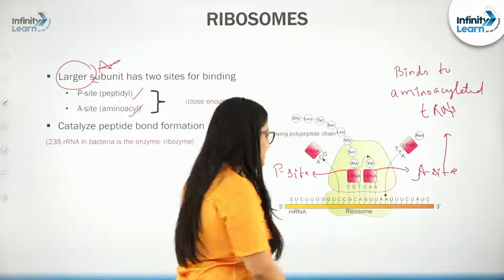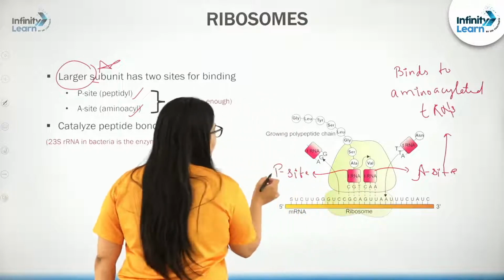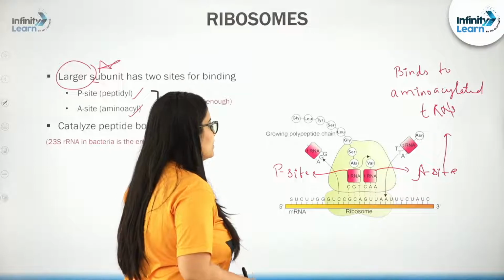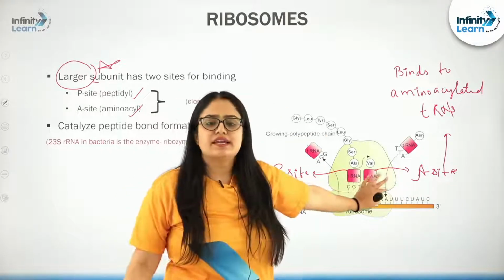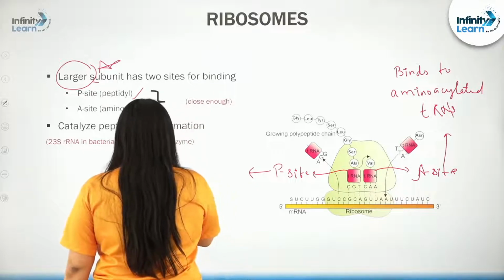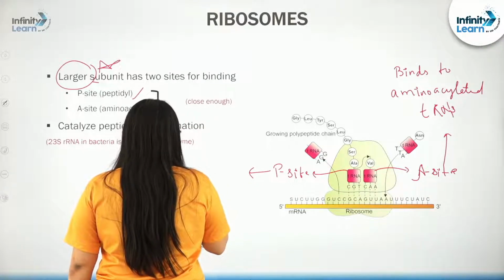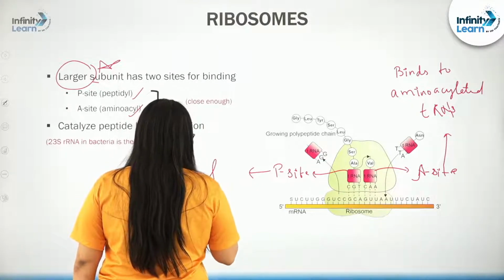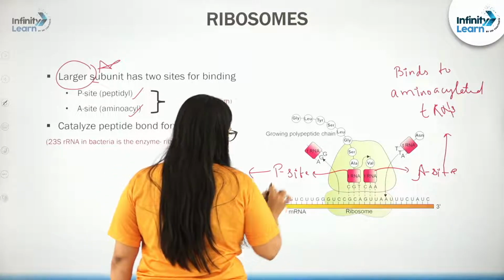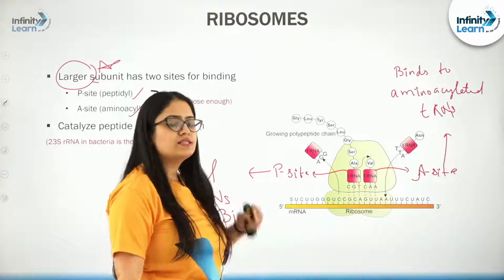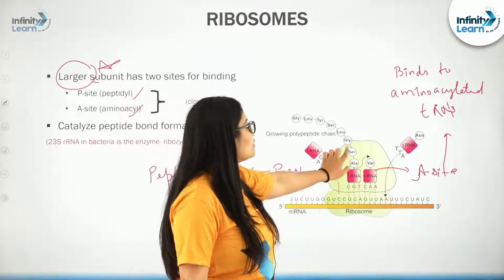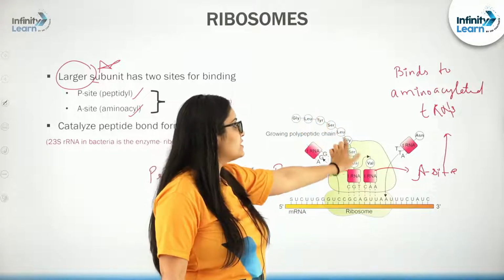Next, this one is the P site. P site is the peptidyl site. So, what will happen here, students? Here peptidyl tRNAs will bind. So, on this P site, who will bind? Peptidyl tRNAs. What are peptidyl tRNAs? They are the ones on which peptide bond formation is taking place.